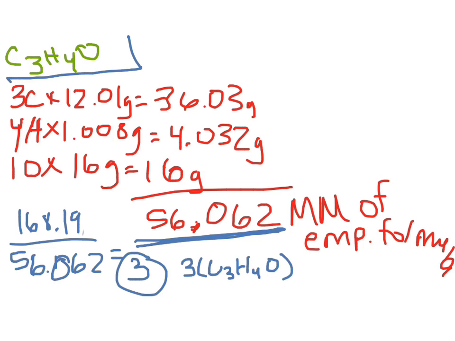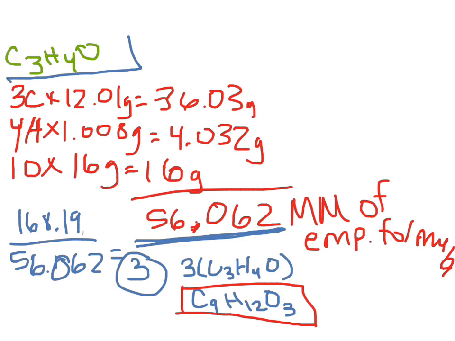So you're going to go 3 times C3H4O. 3 times 3 is 9. 3 times 4 is 12. 3 times 1 is 3. This right here is your molecular formula. So now the thing is though, if you divide each of these numbers by 3, you get back to the empirical formula.